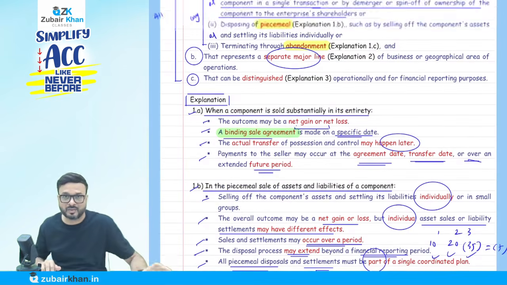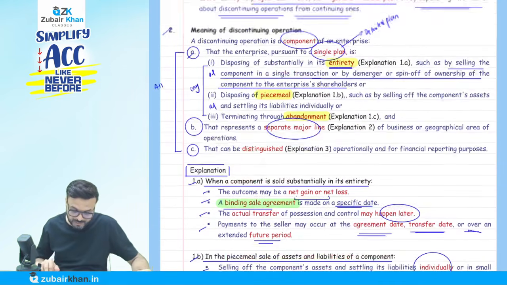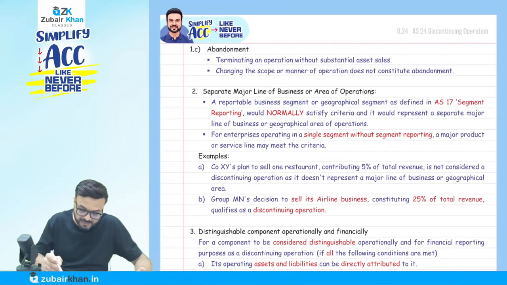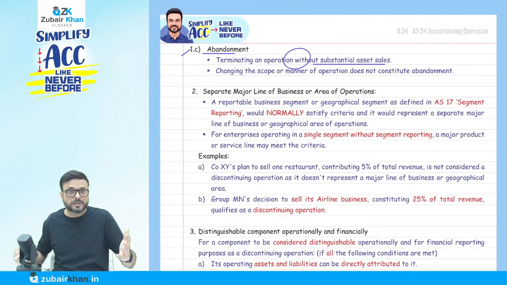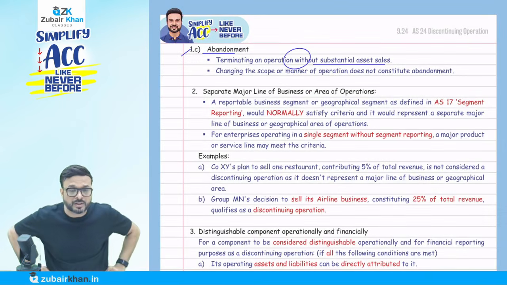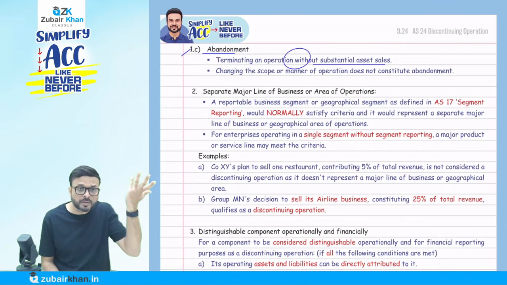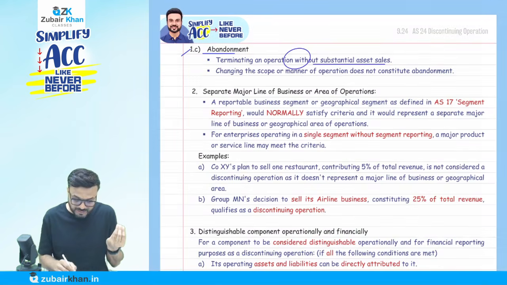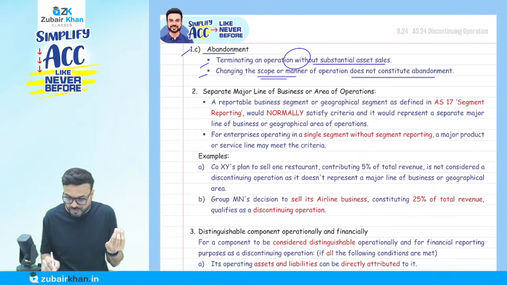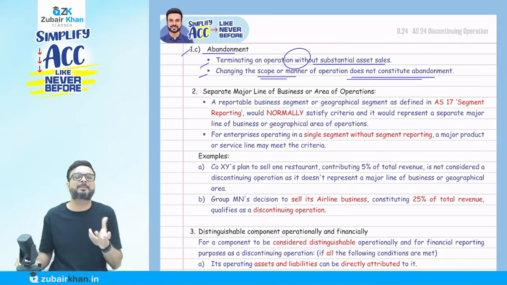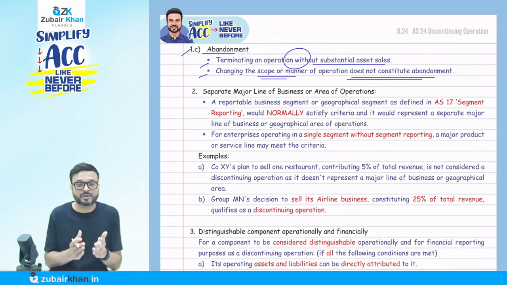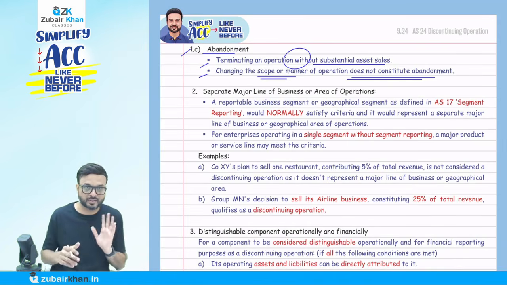Okay. Now the third one, we can discontinue the operation through abandonment. They say abandon means terminating an operation without substantial asset sales. Say it is not possible for me to go to a particular country in which we have an operation, because the war is going on there. So to close that down, to sell all the assets while the war is going on, how can we do that? Then they say changing the scope or the manner of operation does not constitute abandonment. It means if we change the manner or the scope, say we increase the production or decrease the production, that doesn't mean we abandon it. Okay, this is what they're saying.